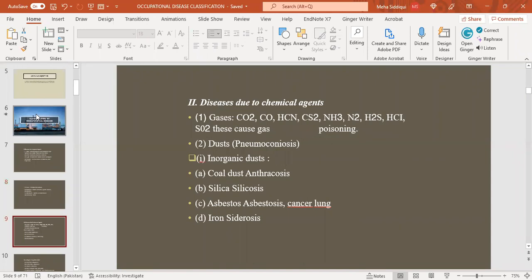Then come diseases due to chemical agents, like gases: carbon dioxide, carbon monoxide, sulfur dioxide, and hydrogen chloride, all causing gas poisoning. Dust causes pneumoconiosis. Inorganic dust like coal dust causes anthracosis, silica leads to silicosis, asbestos causes asbestosis, and iron causes siderosis.